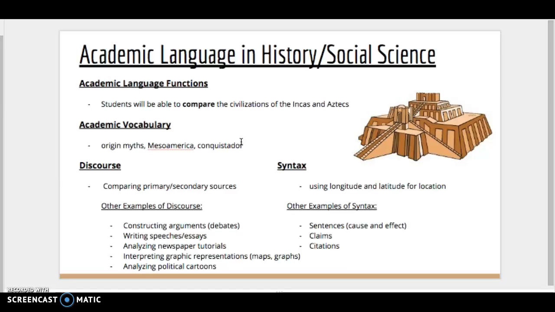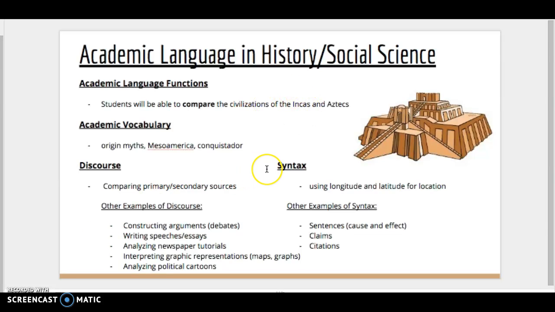As for the discourse for this example, comparing primary or secondary sources would be considered the discourse. Other discourse examples for social science and history would be debates, like I said earlier, writing speeches, essays, analyzing newspaper articles, interpreting graphic representations like maps, or analyzing political cartoons.